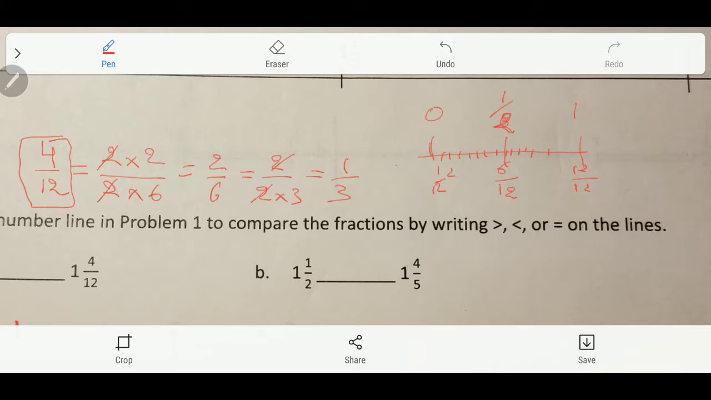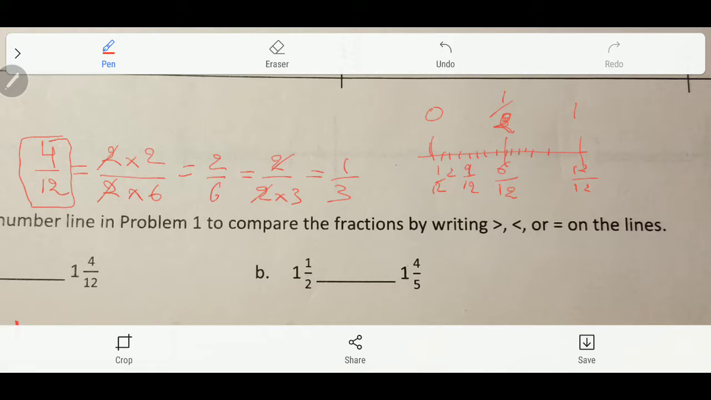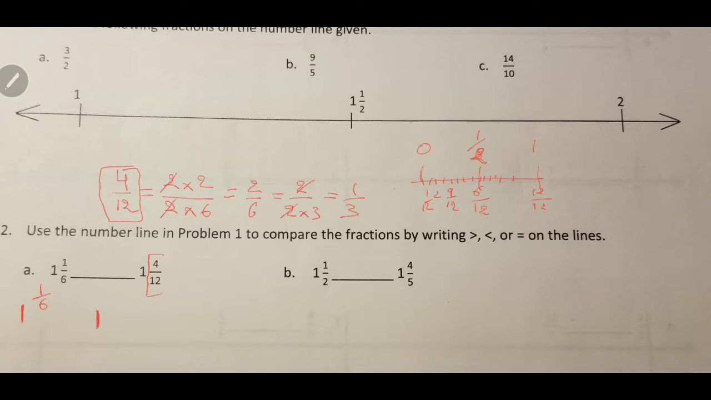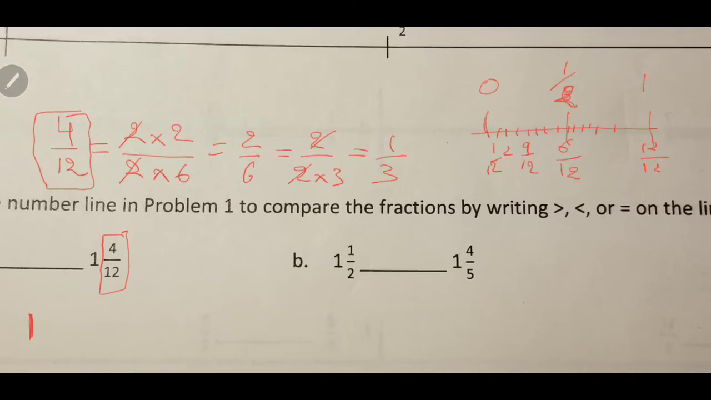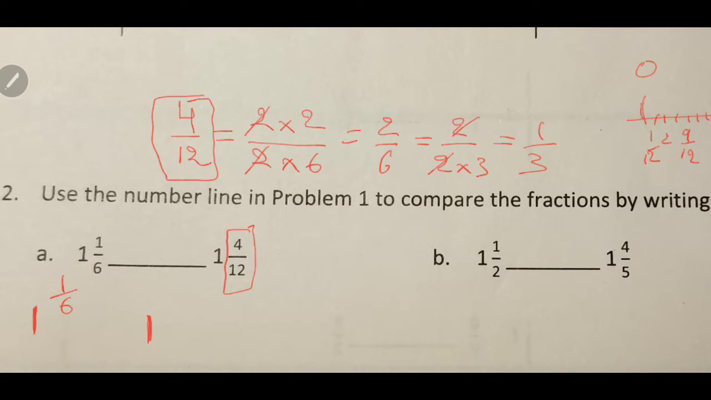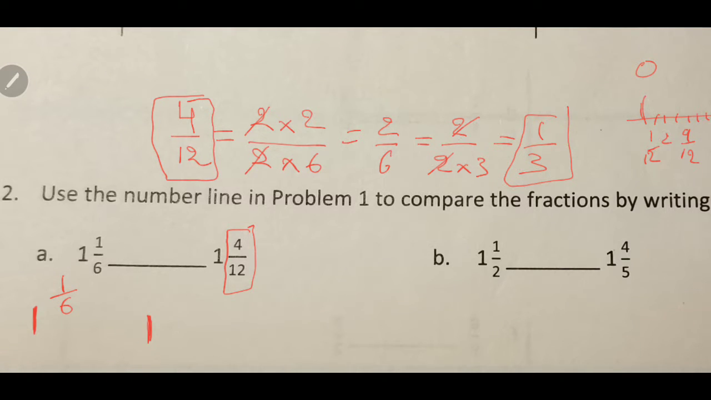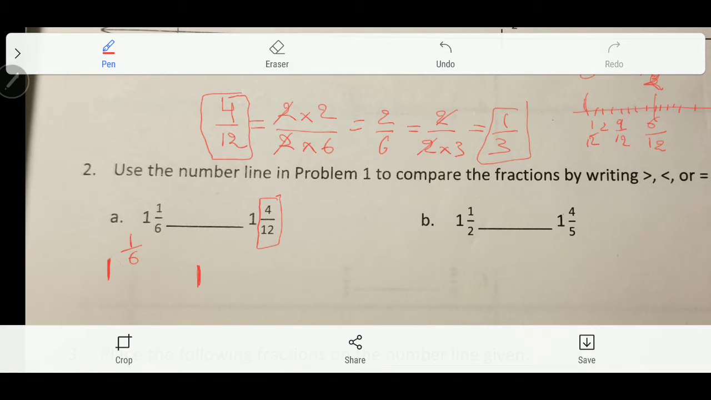This is 2 over 12, 3 over 12, 4 over 12. So 4 over 12 is less than 1/2 basically, if we're just dealing with this one. You understand? Okay, so it's better not to keep it like this because we can simplify it. 4/12 is the same as 1/3.